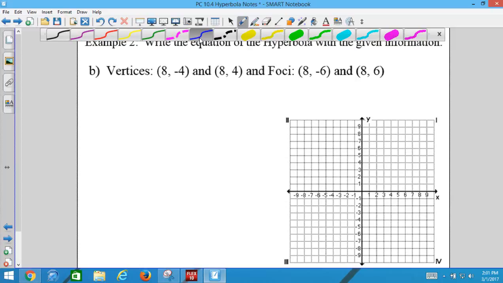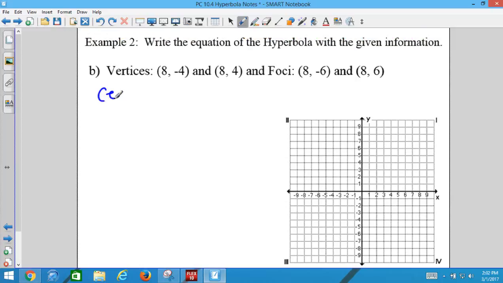So this next one is exactly like A, the one that we just did. We're given the vertices and we're given the foci. So we're going to find our center. What's the center? 8, 0. So is this going to be a horizontal one or a vertical one? What values are changing in the vertices? It's going to be a vertical.